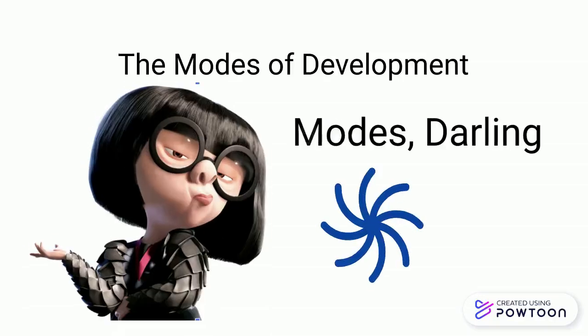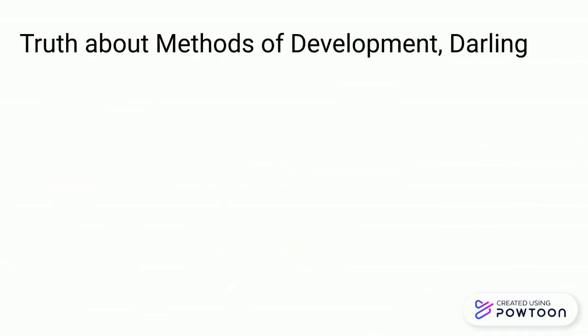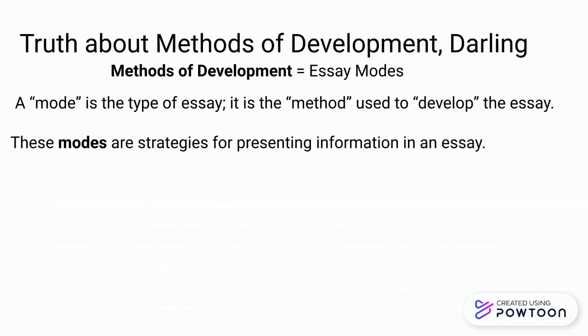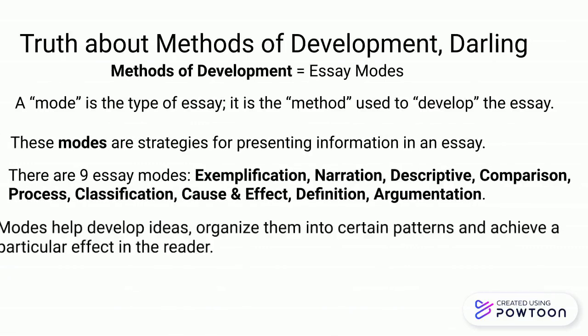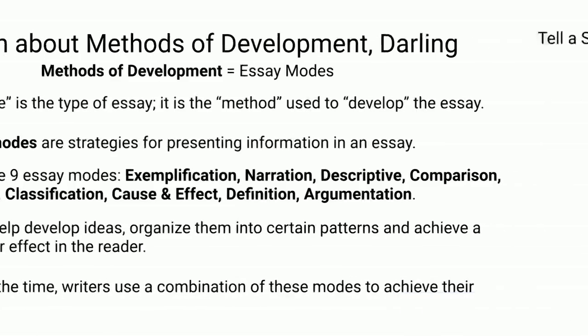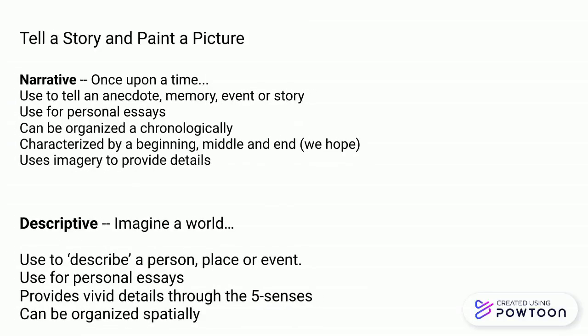I'm excited today to get to talk to you more about argumentation and rhetoric. And today we're talking about the modes of development. The mode is the type of essay and method used to develop an argumentative essay. There are actually 9 different modes that we'll be learning about today: exemplification, narration, description, compare and contrast, process, classification, cause and effect, definition, and argumentation.